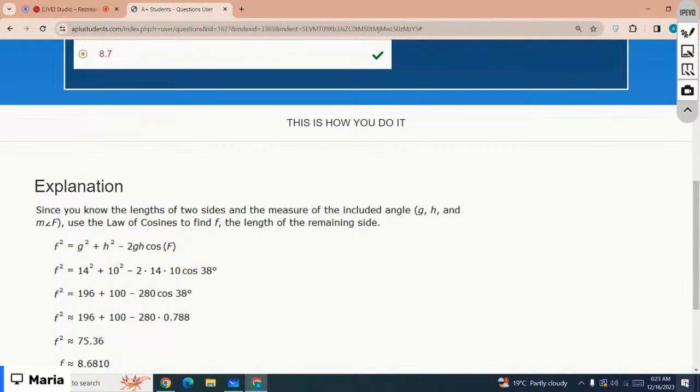Okay. Cos 38. 0.788. Yes, it is. Oh, that was in degrees. I need to use the radians. Right, now I can have it. For the next one, probably I have the exact answer. Let me just calculate the next one, right?